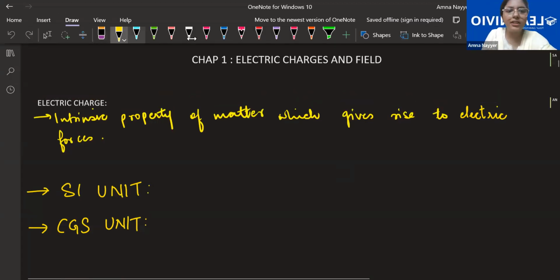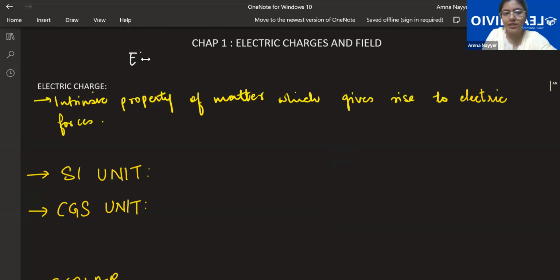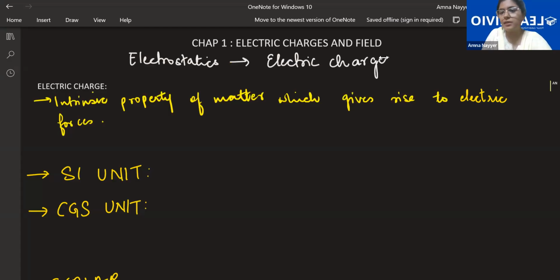You have the unit electrostatics. This first unit is the electrostatics unit. Electro refers to electric charges, not electrons. Statics means something that is at rest. So electrostatics means electric charges are at rest. Whatever concepts we study, we will keep in mind that the electric charges are at rest.